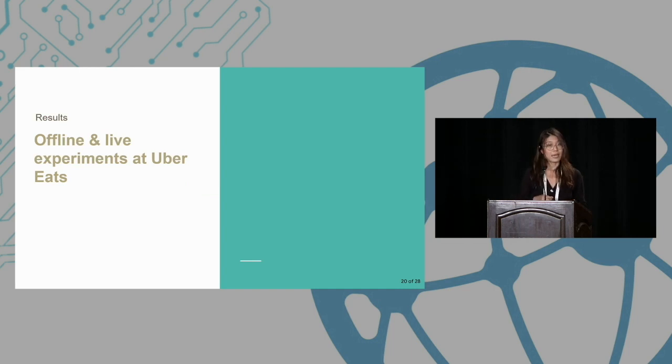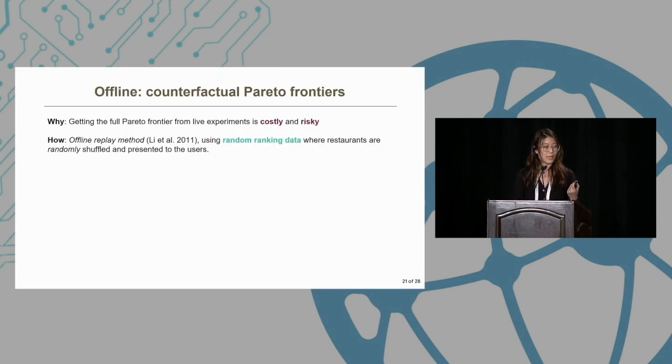Okay, and next, I'll talk about some live experiments at Uber Eats, which is one of the largest food delivery platforms in the world. Before we conducted any live experiments, we realized that it could be both costly and even risky to run an extensive set of experiments on live real users without having a good understanding of the algorithms that we have. Therefore, we first conducted some offline analysis by using this offline replay method.